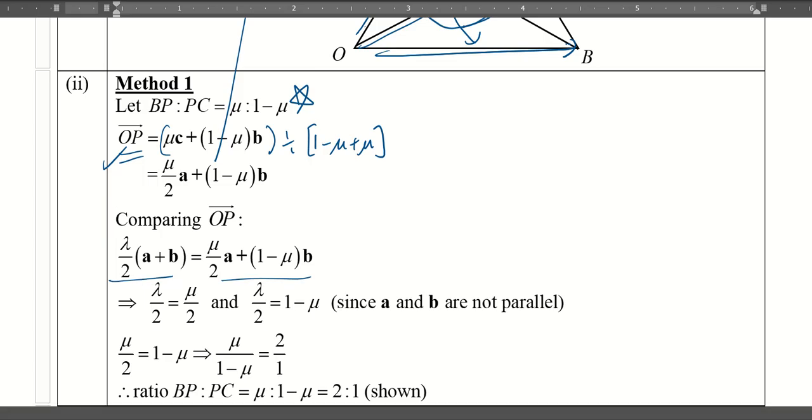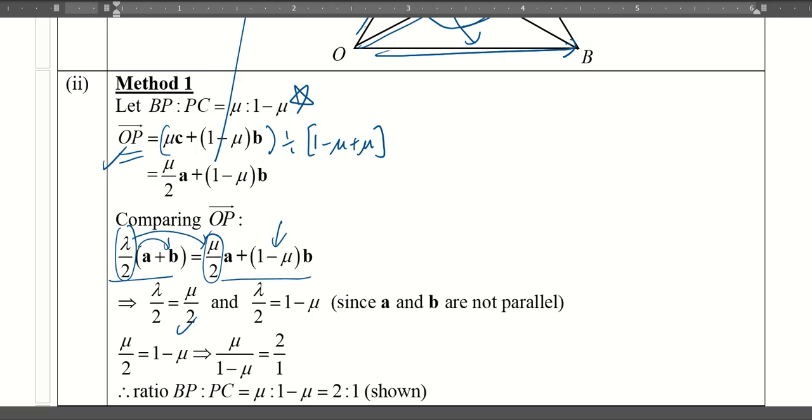So you equate that. And what's next is a very important technique, alright? Each side actually involves vectors A and B. So the coefficient of A must be equal to the coefficient of A on the other side. Also, these two must be equal to each other. And also the coefficient of B equals this one, 1 minus mu. Okay, so then we are able to form two equations linking lambda and mu and solve for them.